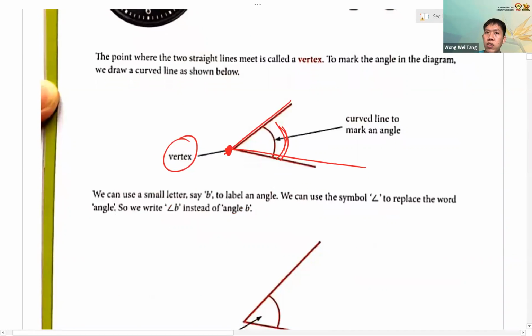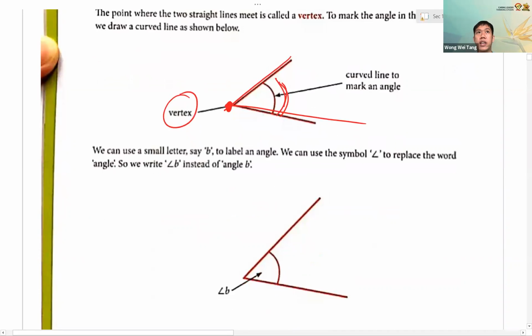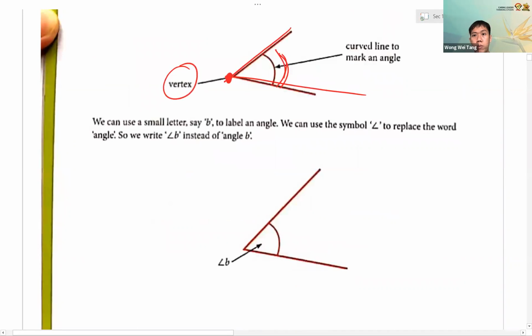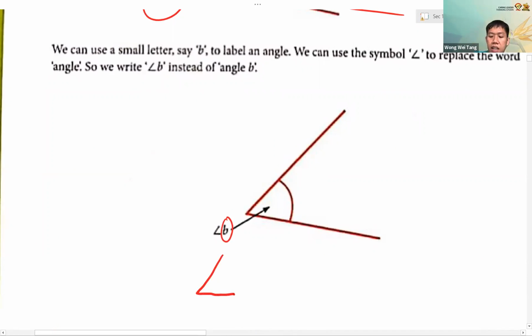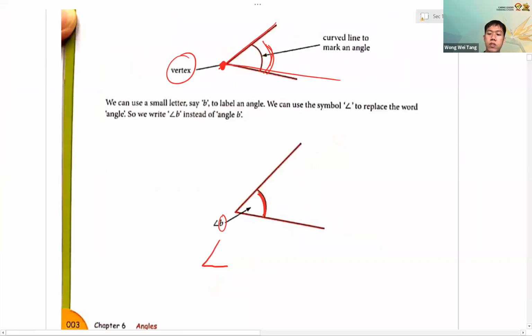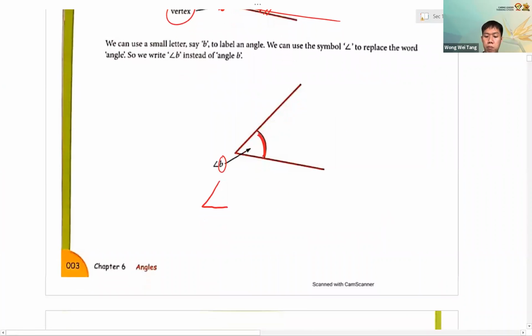How do we name an angle? It's just like our algebra. We give it a letter. For example, angle B. Then you look at this symbol. It is like a letter L, but it is slanted. This symbol means angle. So for this particular angle, it is called angle B. So we don't have to spell it out, but you need to draw the symbol.